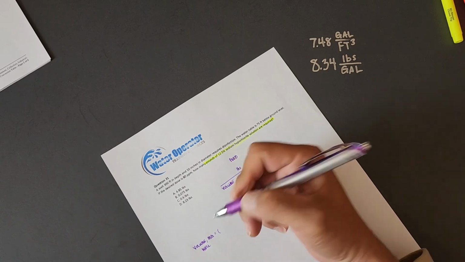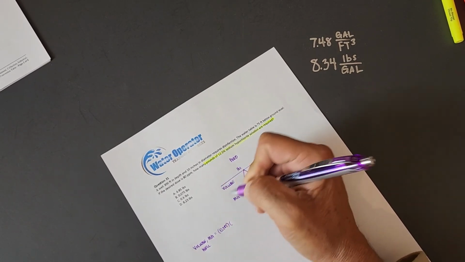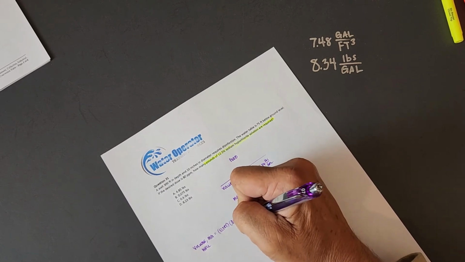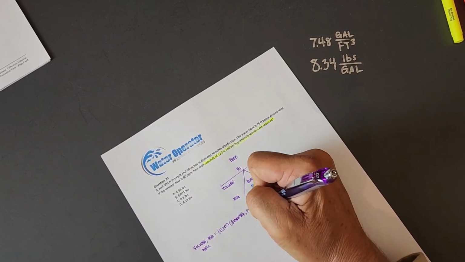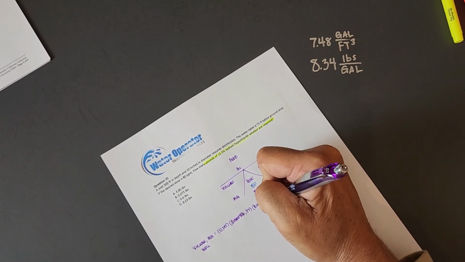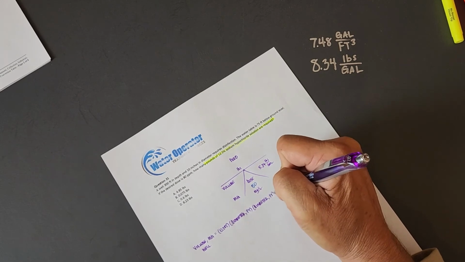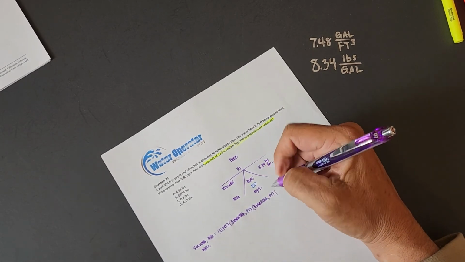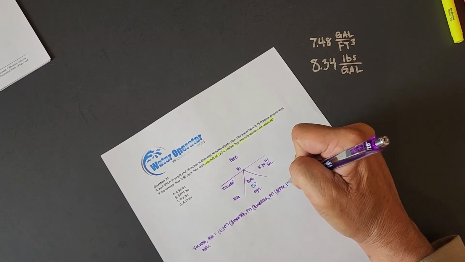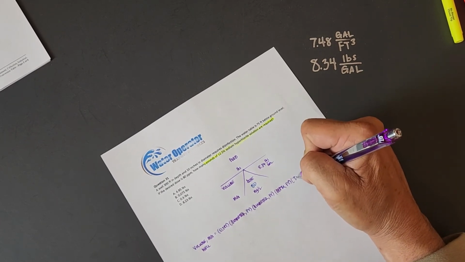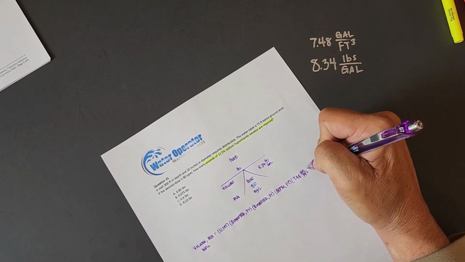That's going to be, and this is a big cylinder, so 0.785 times the diameter in feet, multiply that by the diameter in feet, multiply that by the depth in feet, and multiply that by the weight of water, 7.48 gallons per cubic foot.